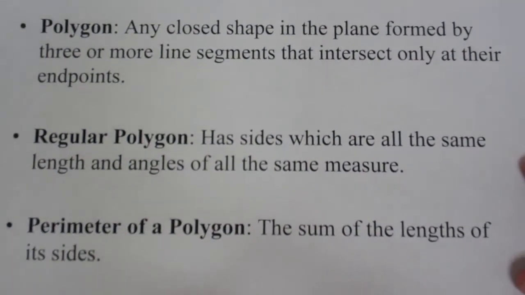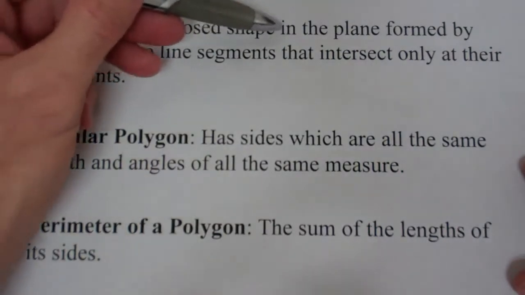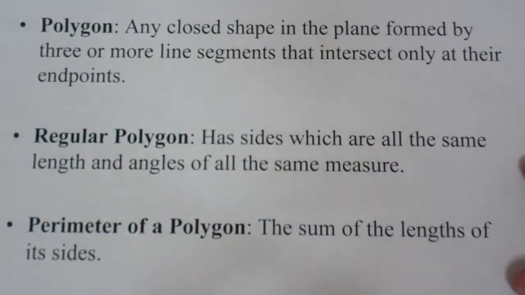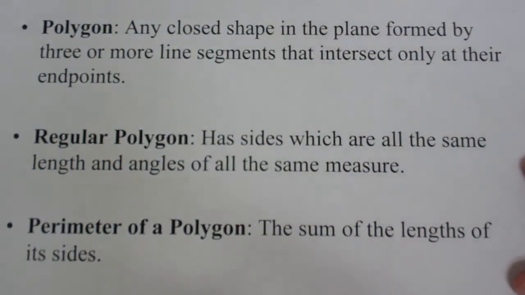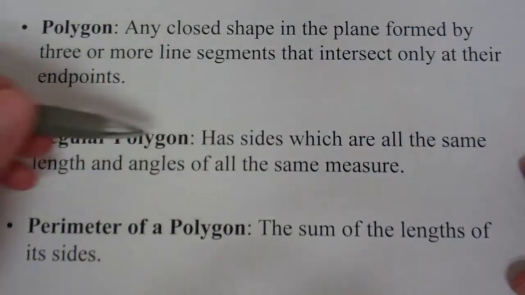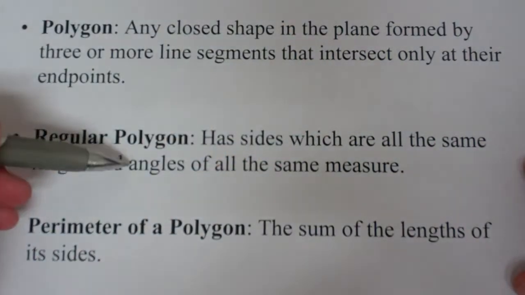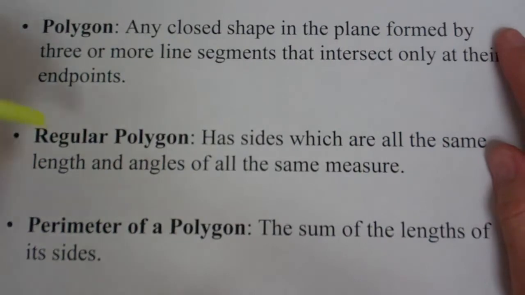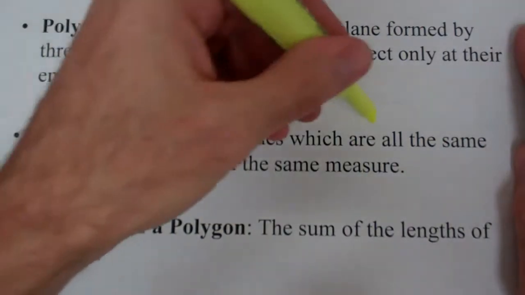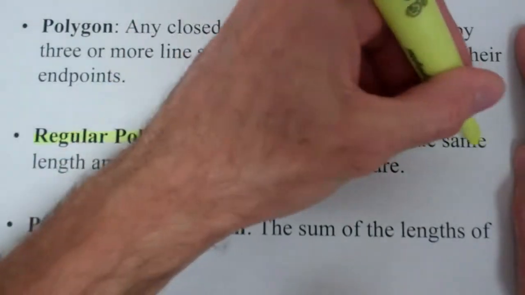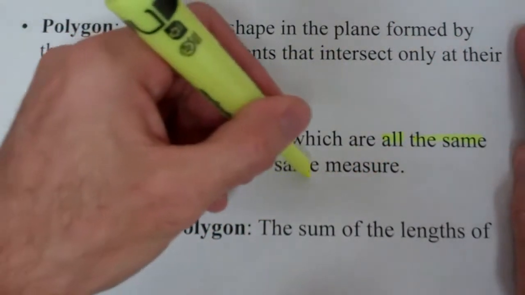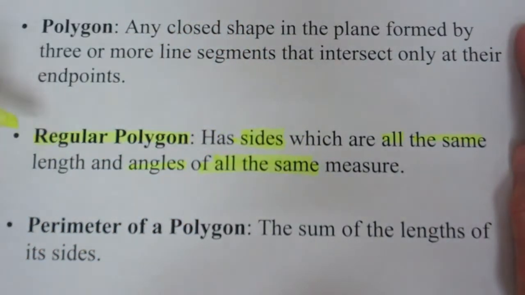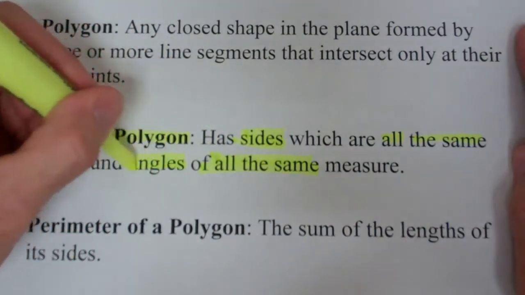Alright, so polygons and perimeter. A polygon is any closed shape in the plane formed by 3 or more line segments that intersect only at their endpoints, which would be the vertex. A regular polygon has sides which are all the same length and angles of all the same measure. Most of the time when we're dealing with anything larger than a four-sided figure, we're dealing with a regular polygon where the sides are all the same and the angles are all the same. This is the definition of a regular polygon, and you definitely want to keep this in mind.